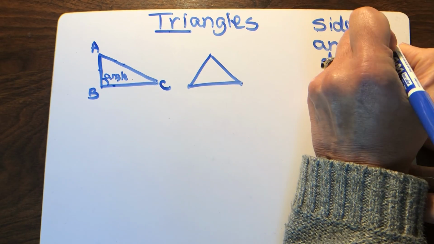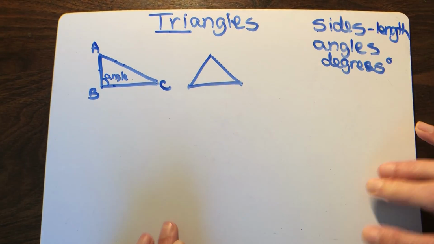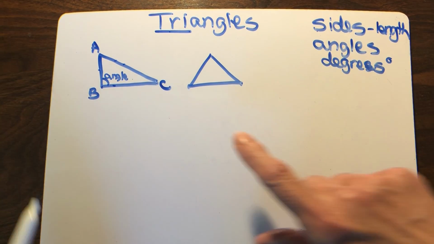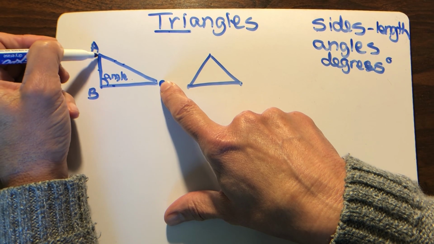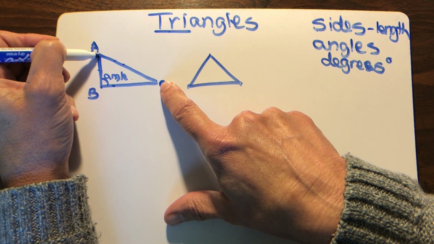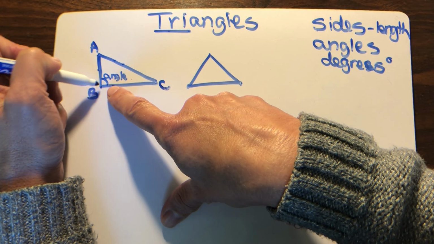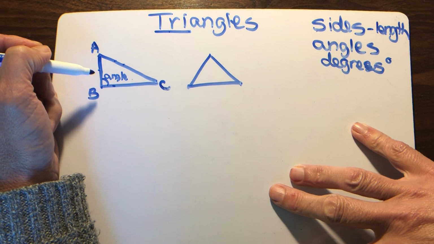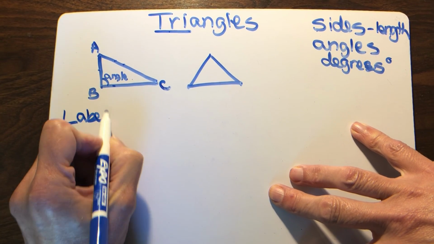And the sides are measured in units of length, okay? So the side AC would be measured in meters or centimeters or inches. The angle B would be measured with degrees. So let's just talk about how do you label a triangle.